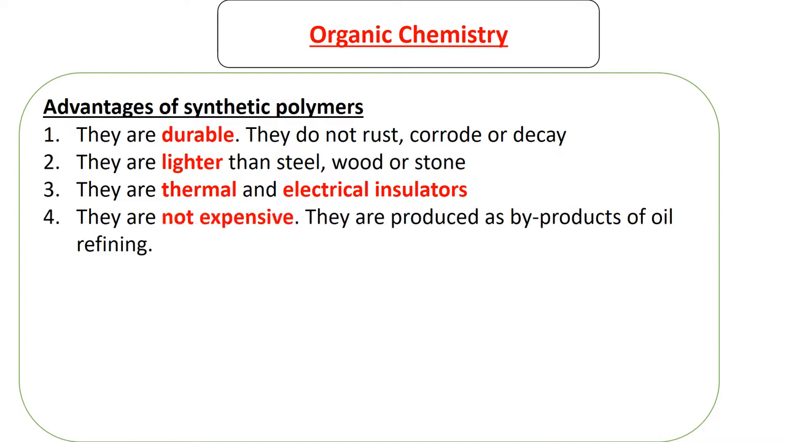And they are not expensive. They are produced as byproducts of oil refining. Meaning that when oil is about to be refined, there are some products which, when the process was being created, were deemed not to be wanted. When refining oil, the end goal is just to refine oil. But when that is happening, there is some waste that comes out, and those are the ones that are used to make these synthetic polymers.